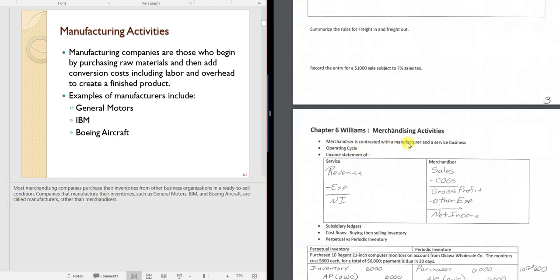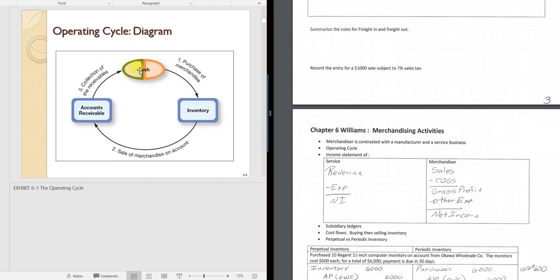The operating cycle for a manufacturer is even longer because they have to buy, let's say I'm going to make my t-shirts, I have to buy the fabric, then I have to make the t-shirts, which takes me time, and then they're sitting in inventory, and then I have to sell them, etc. So I would add the manufacturing time to this.